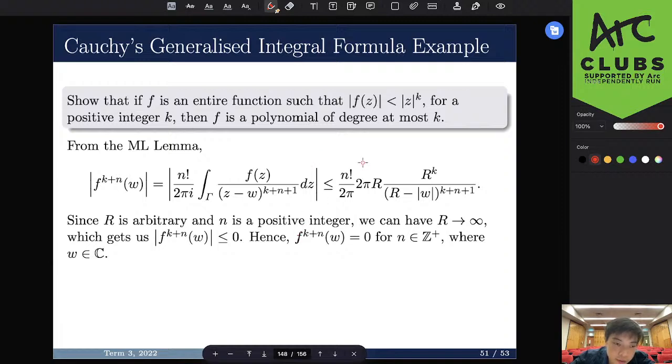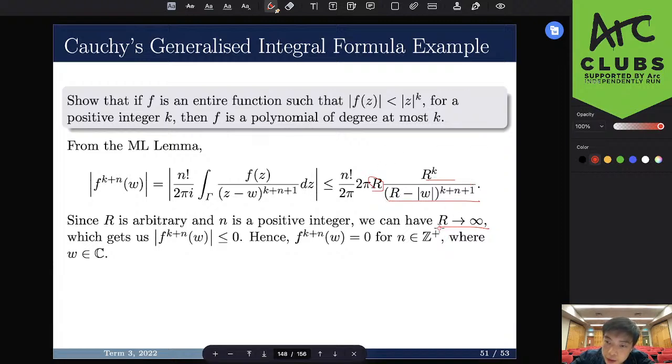So we can, for example, have r approach infinity, and we know that r times r to the k would produce an r to the k plus 1, but obviously the bottom is a polynomial of degree k plus n plus 1. So if n is a positive integer, that means that the bottom has a higher degree than the top.